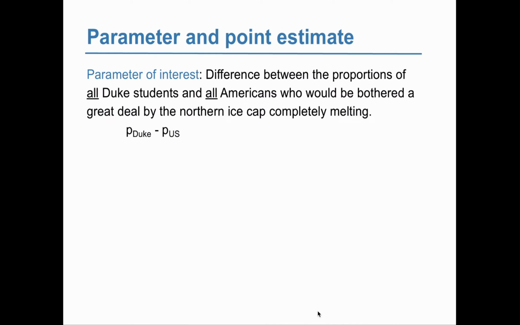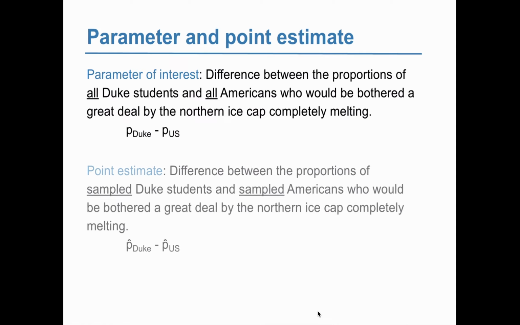So, our parameter is the difference between the proportions of all Duke students and all Americans who would be bothered a great deal by the northern ice cap completely melting. We want to determine if Duke students are significantly different in their opinions compared to the general American population. So, we're going to do this by doing a difference of proportions. Our point estimate is the difference between the proportions of the sampled Duke students and sampled Americans who would be bothered a great deal by the northern ice cap completely melting. To indicate the sample, that's the hat on the P.